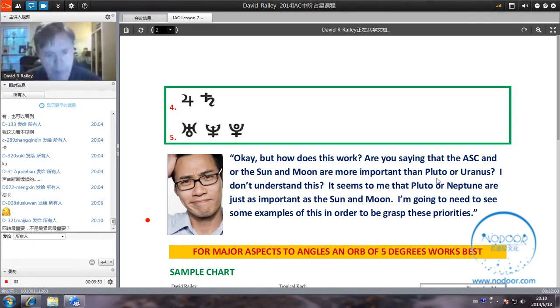What do you mean by tight aspect, though? Because we're going to be talking about that. It means that it's not so wide. It is in a wide orb, you mean? Yes, it is in a wide orb. Okay. And the birth time is certain? The birth time is certain.